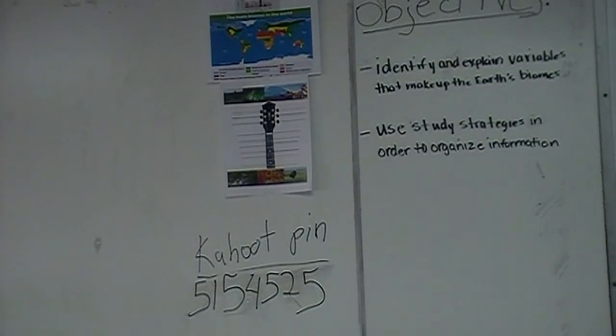Which biome has the most biodiversity? Grasslands, deciduous forest, taiga or boreal forest, or tropical rainforest?